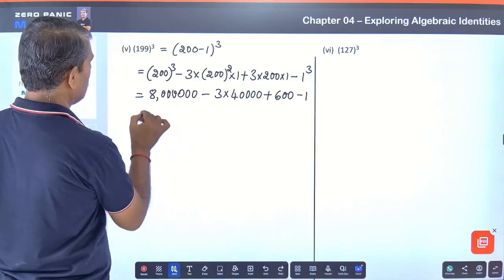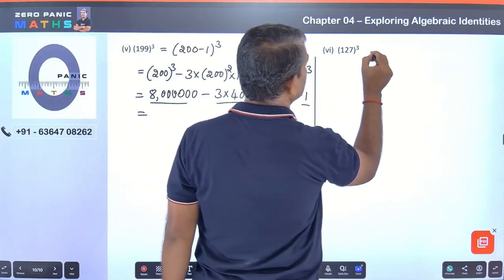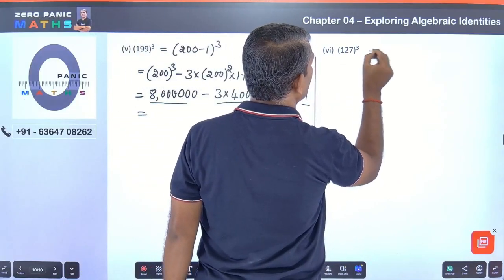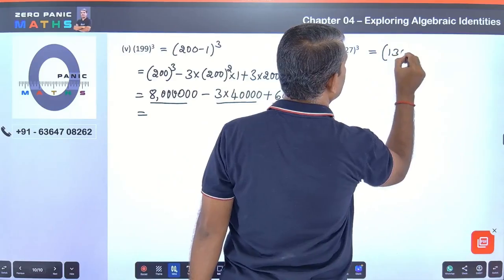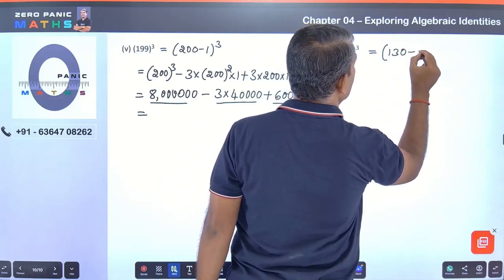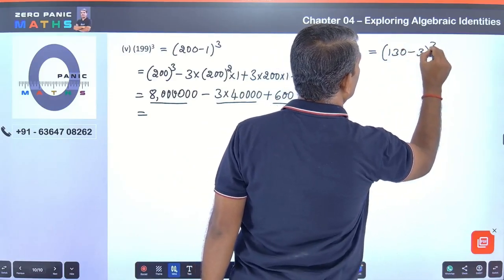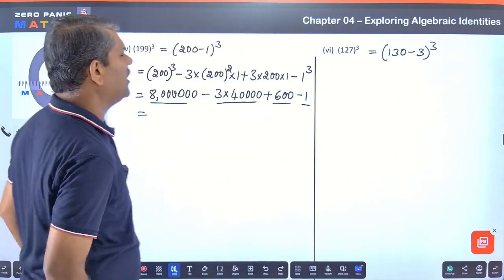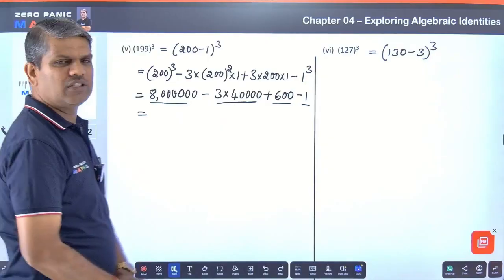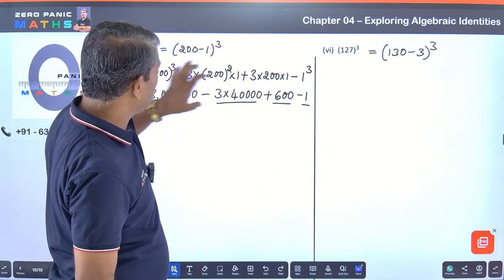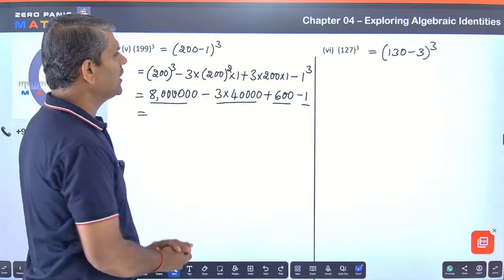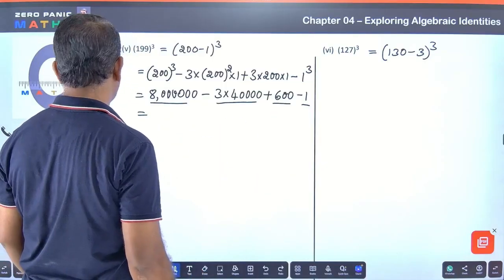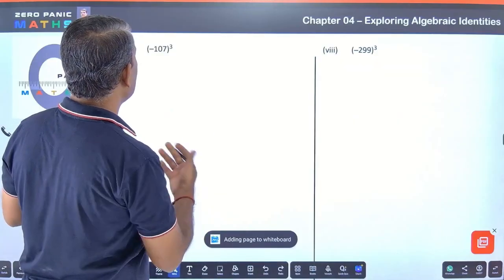So do this also. Quickly moving to the sixth problem again. It is 127 cube. 127 cube also you will write as (130 minus 3) whole cube. I won't spend time on that. I think you will do this as homework, because it looks like a repetition of the same method that we are using. Let us quickly move to the next problem. If there are any different problems, I can tell you that.